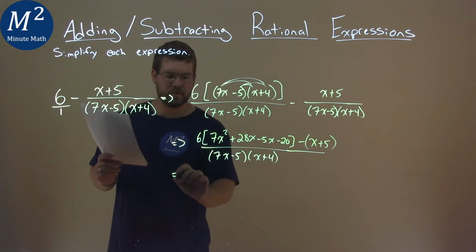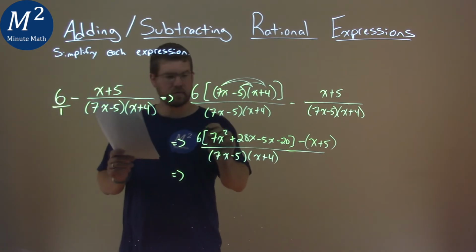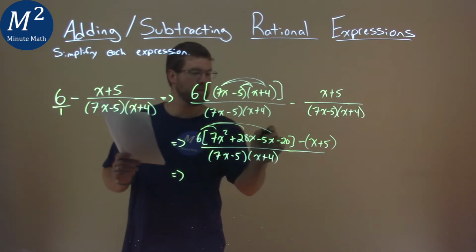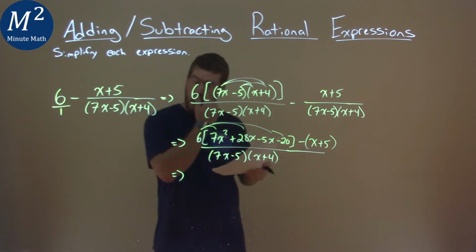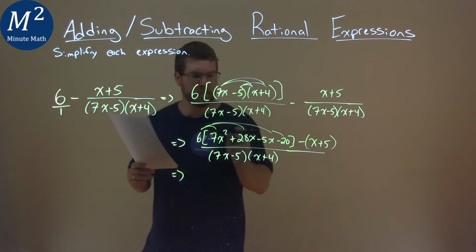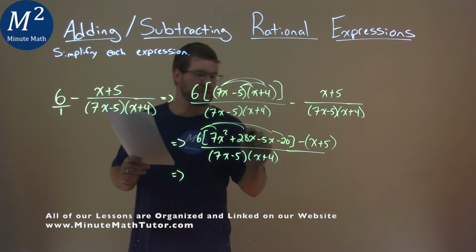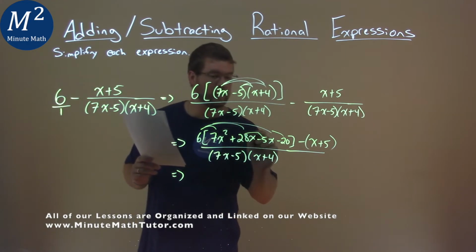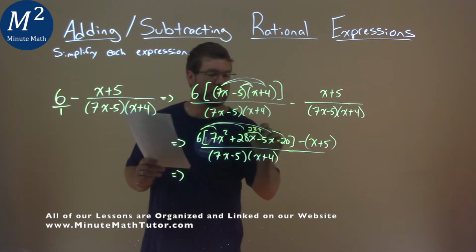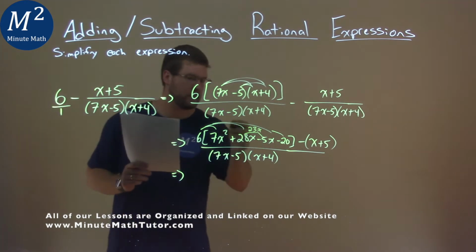Continuing on, distribute the 6 across to all parts here. Well, actually combine, sorry, missed a step here. These two together come to 23x, right? 28x minus 5x is 23x.